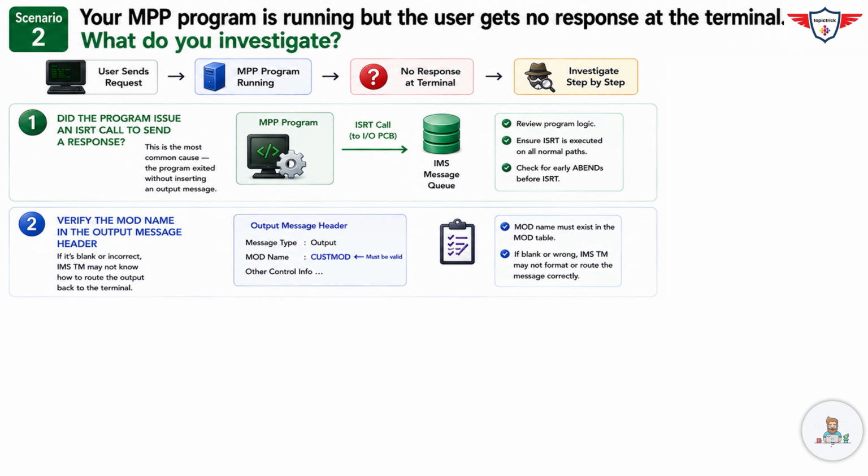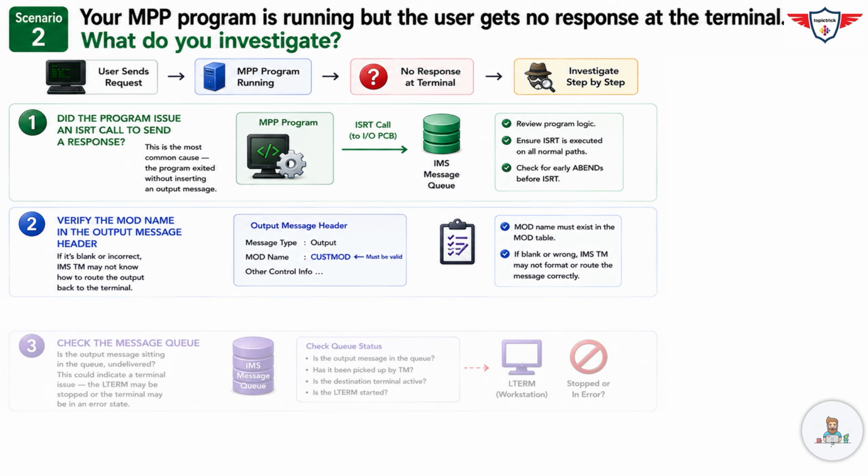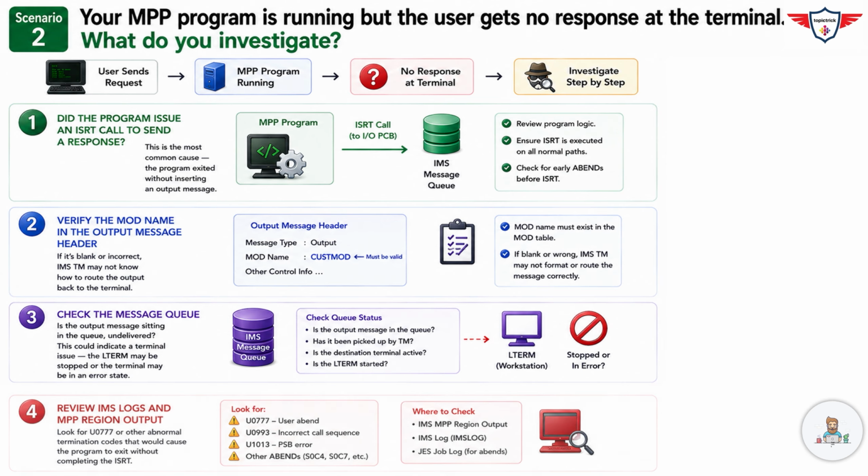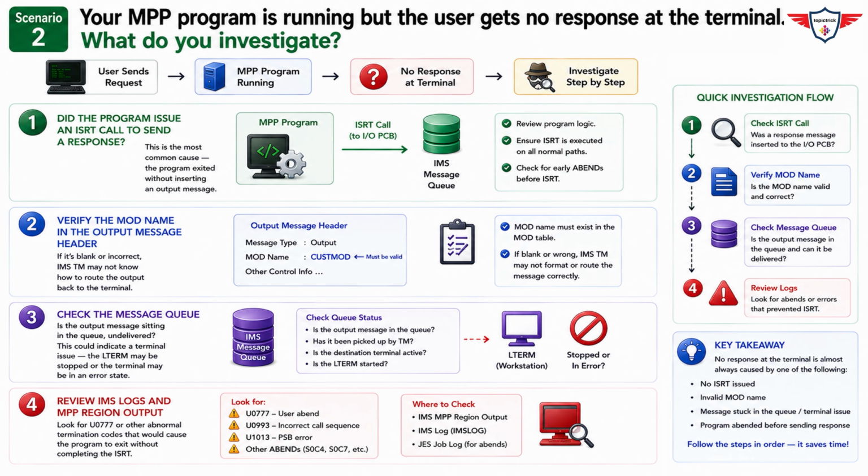Now the second check would be to verify the MOD name in the output message header. If it is blank or incorrect, then IMS Transaction Manager may not know how to route the output back to the terminal. Now the third is you need to check the message queue. Is the output message sitting in the queue undelivered? This could indicate a terminal issue. That means your terminal is actually in an error state, or maybe there is some problem with the terminal.